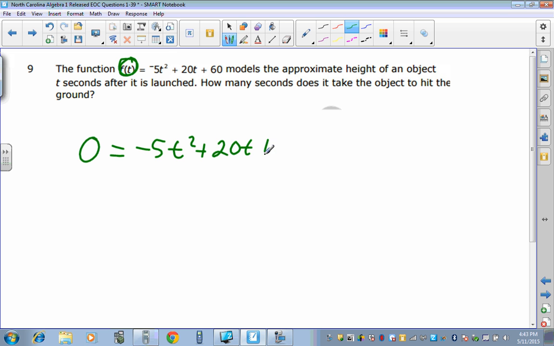We know the quadratic formula will solve any quadratic equation, but before that happens, let's see if it can be solved by factoring. I see a greatest common factor of negative 5. Let's bring that out first. Negative 5 times what gives us negative 5t squared? T squared. Negative 5 times what gives us positive 20t? That would be minus 4t. And then negative 5 times what gives us positive 60? That will be negative 12.